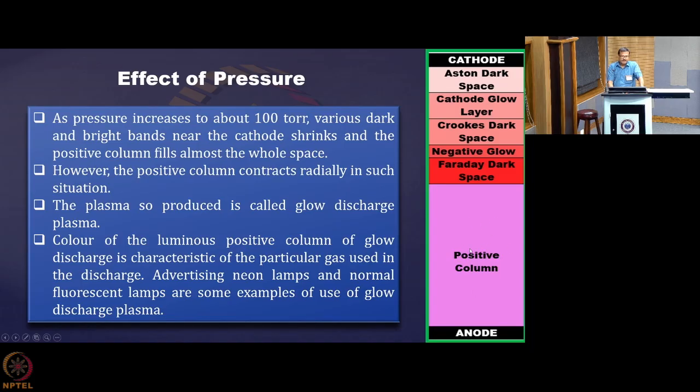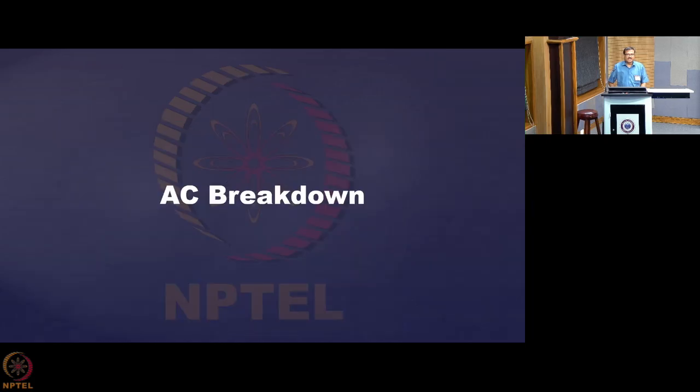And this is the column which is of interest in lighting. And as you increase pressure, as I have told you, around 100 torr, this region, the positive column, extends till almost the cathode, and this fills the whole space, and it is an excellent light source for all of us. Okay. So with this, now I enter into the AC breakdown mechanism, which is basically the topic for this class.